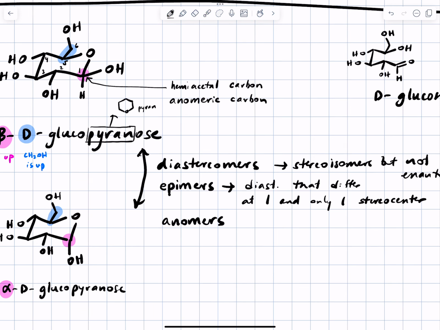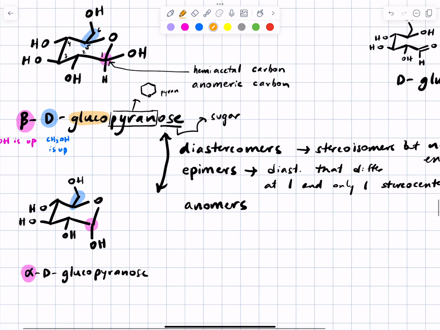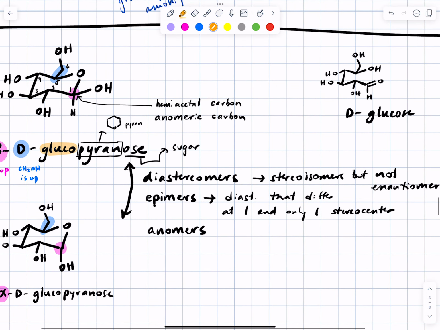Okay? The ose tells you that it's a sugar or a carbohydrate. Things that are carbohydrates or carbohydrate based have the ose ending. So if you've heard of ribose, that's a carbohydrate. Mannose, galactose, carbohydrates. All right. The remaining portion, gluco, of course, sort of tells you what the parent compound is.